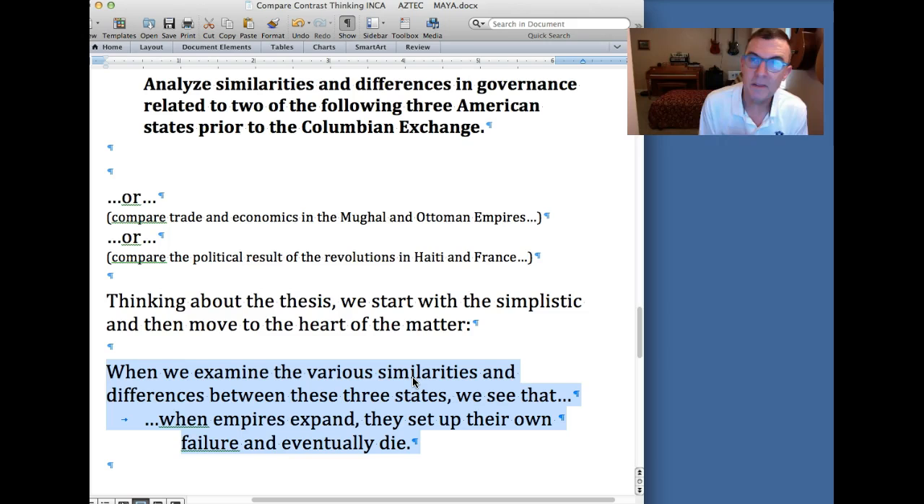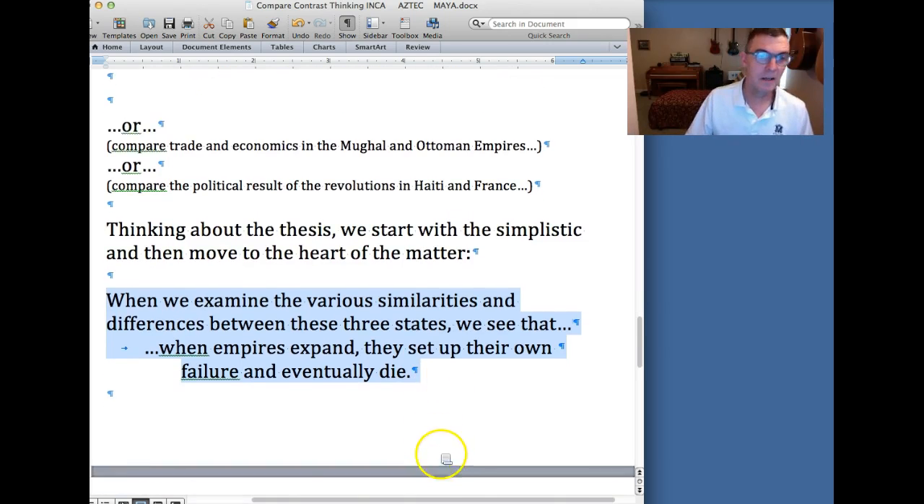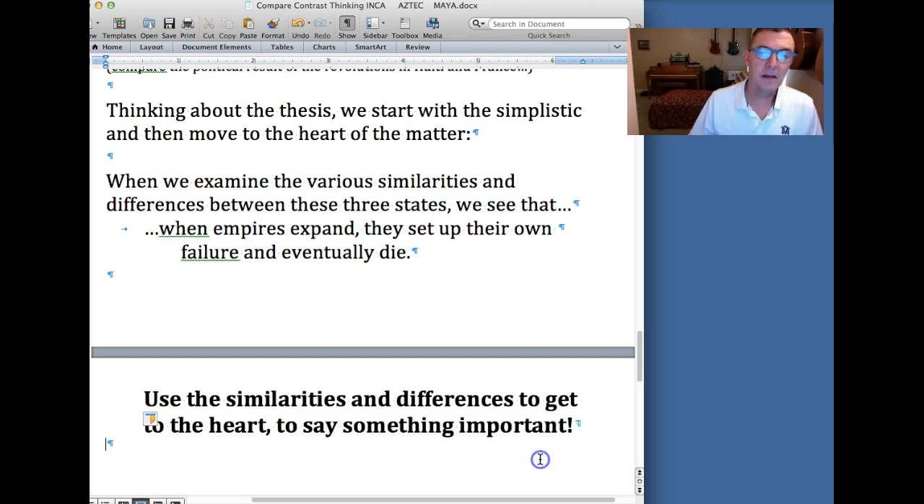You could talk about that with other empires as well. So it not only is a point for these two or three, it also relates to other empires, to current empires. Once they expand too much, they are in danger of dying, of losing the essence of what that empire was founded on. So that, I think, is another way of simply saying, use the similarities and differences to get to the heart of the matter and to say something important. And what is that important? Here it is.